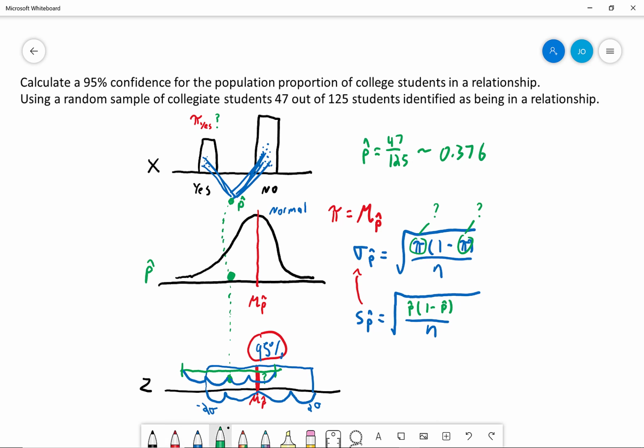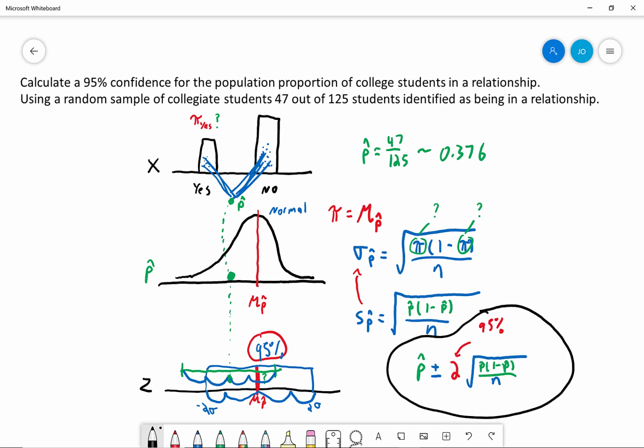We would take our sample proportion and we want to go plus and minus 2 standard deviations, where 2 is representing 95%, 2 standard deviations in each direction. And our standard deviation is the function p hat times 1 minus p hat over our sample size. This is our confidence interval for a 95% confidence interval.